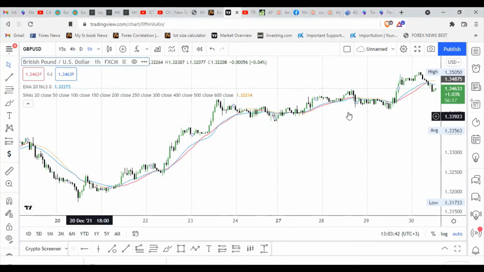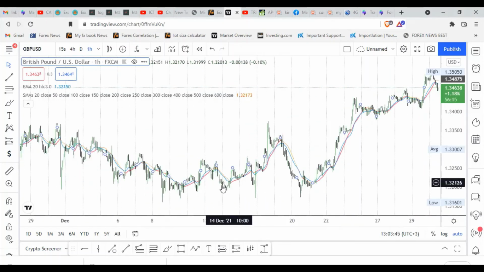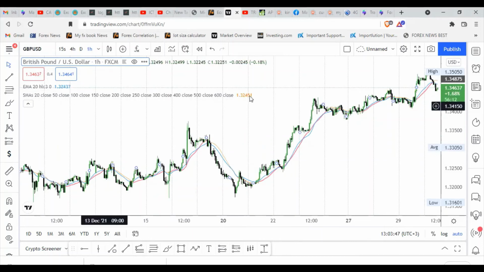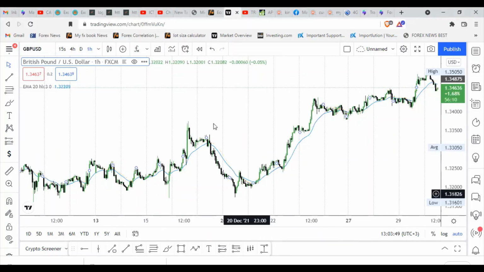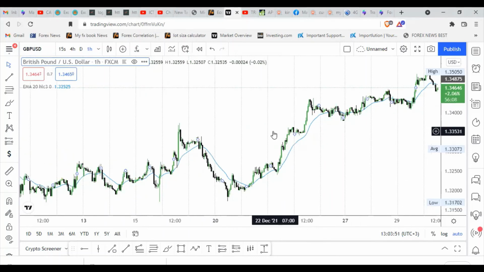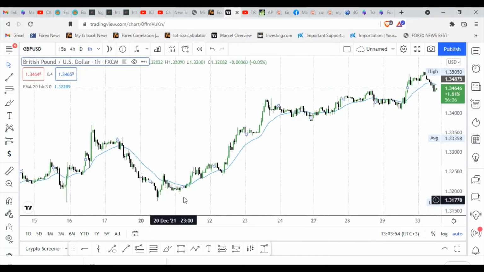So that is it for the simple moving average. Now we will consider using the exponential moving average, the EMA. We want to see how the EMA will be acting as a support and as a resistance, how it is going to behave, or how it is going to react to price.